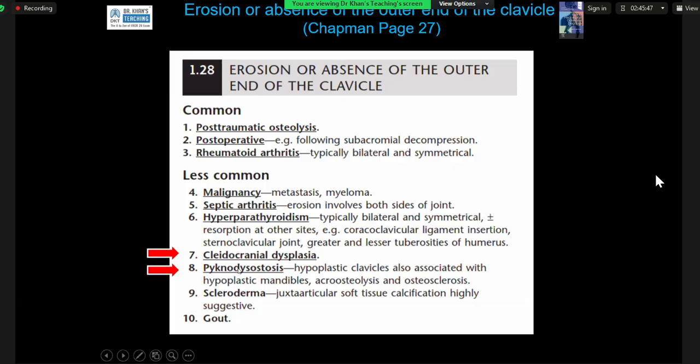But in pycnodysostosis, the mandible is small. On the other hand, in cleidocranial dysplasia, the mandible is normal, but the facial skeleton in both of these conditions is small. So normal mandible in cleidocranial dysplasia, and more importantly, in pycnodysostosis, you will see bone sclerosis, which you will not see in cleidocranial dysplasia. So these four things, pycnodysostosis, cleidocranial dysplasia, hyperparathyroidism, rheumatoid arthritis, are the most important for your exam.